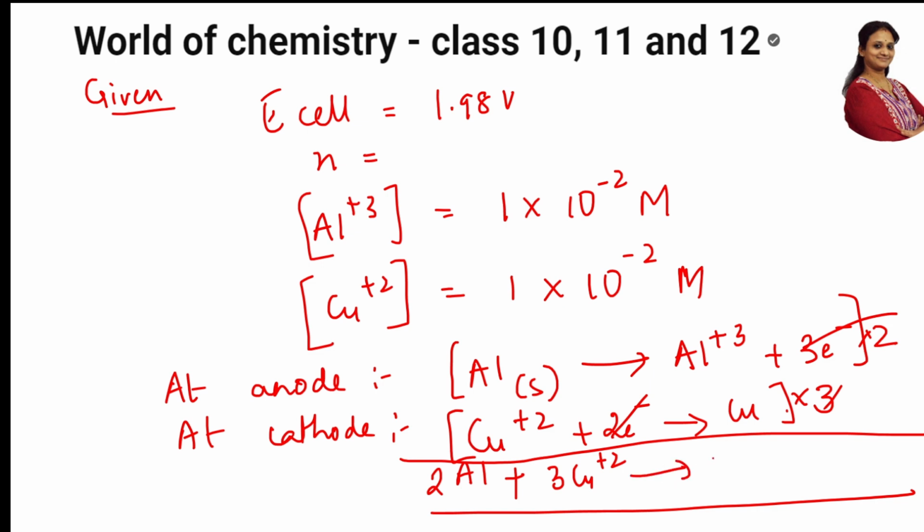Gives me how many aluminium on the left hand side? 2Al. How many copper on the right hand side? 3Cu. Right, done. Now from here till here, how many total electrons got transferred? Total electrons.